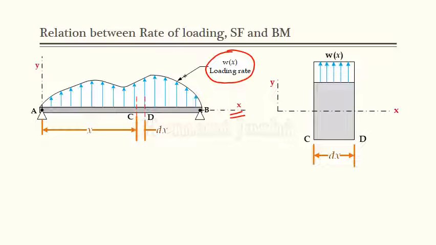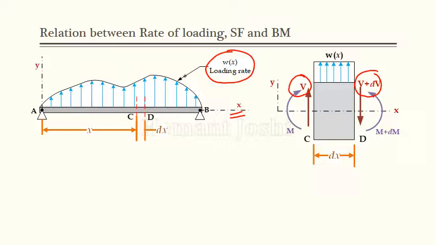If I enlarge that CD portion, it will look like this, and as we know, at section D and at section C there is some shear force acting and there is some bending moment acting. Let's consider shear force V acting at C, and there is a slight increment in shear force at another section, V plus dV, because the sections C and D are different sections. So a slight increment is there.